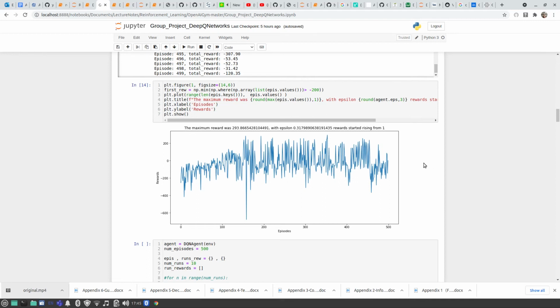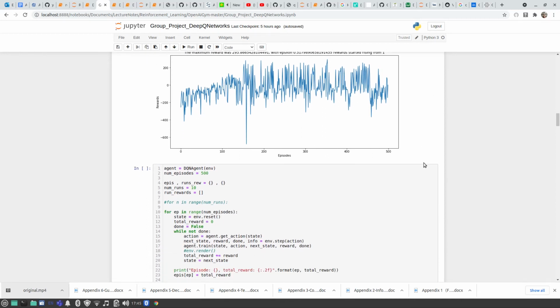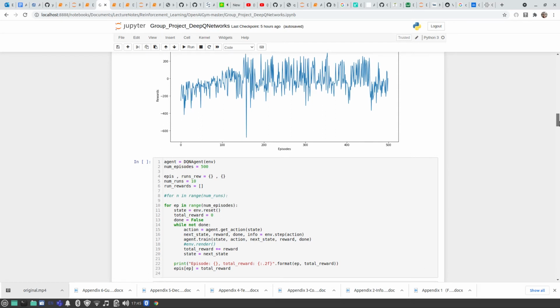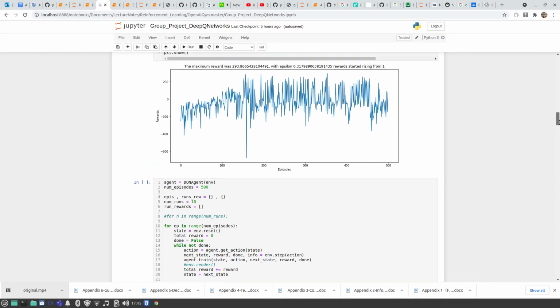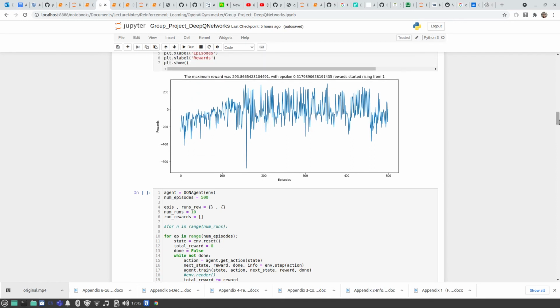Before training the model, as we could see here, we got a bad result. The maximum reward we got was 293 with epsilon 0.317.